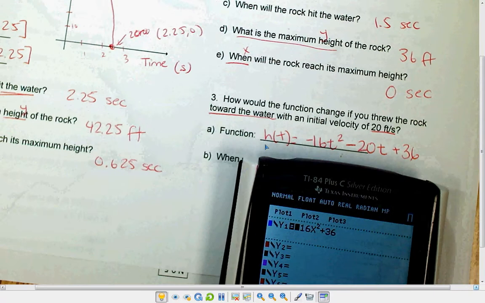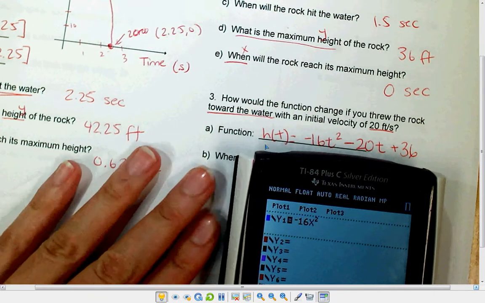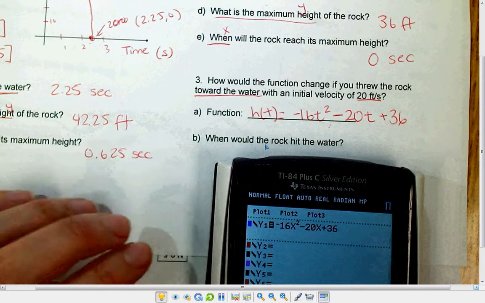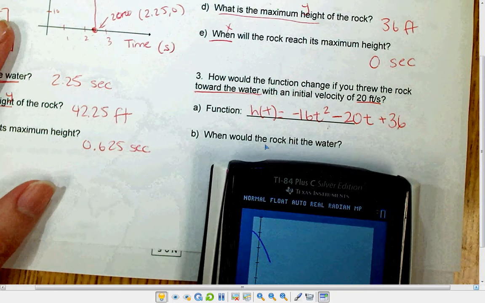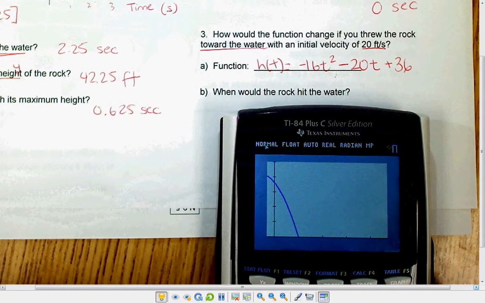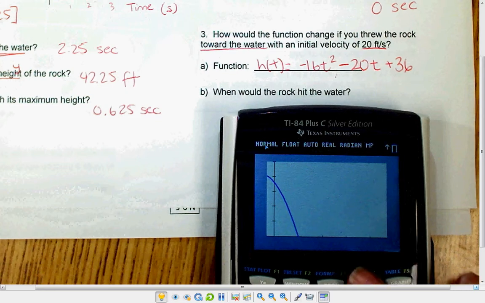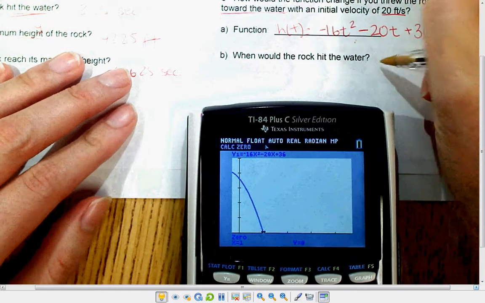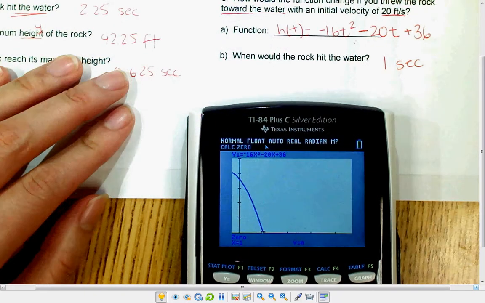When will the rock hit the water? So let's graph this. We're changing the function, so it's negative 16x squared minus 20x plus 36. When we graph it, we're looking at when it hits the water. So we're looking for the 0. So let's do second calc 0. Left side of your 0. Right side is 0, so off the graph, yes. We have a 0 of 1 comma 0, so 1 second is when it would hit the water.